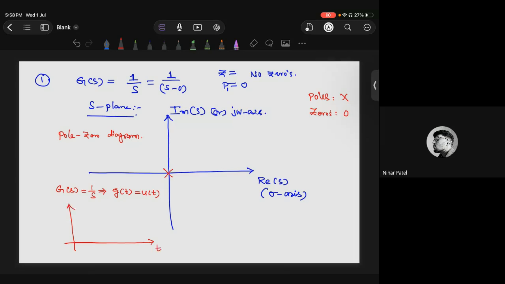If you plot it, this is t, this is g of t. So the response is always 1. Am I correct? So what is happening here? The response is always maintaining one. It is neither decreasing nor increasing. Correct? So this is one example. Is there any doubt in this? Okay. Let us see the next example.